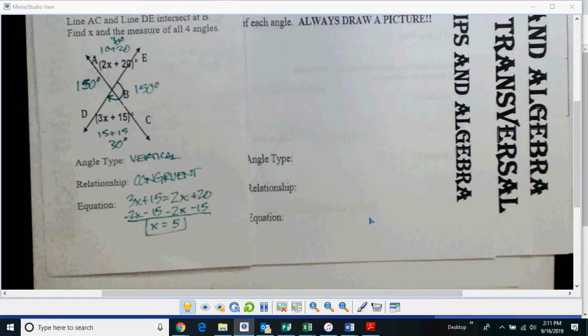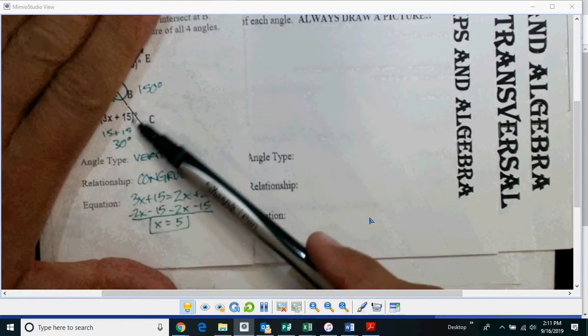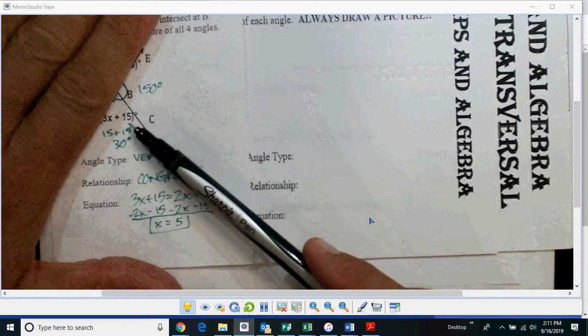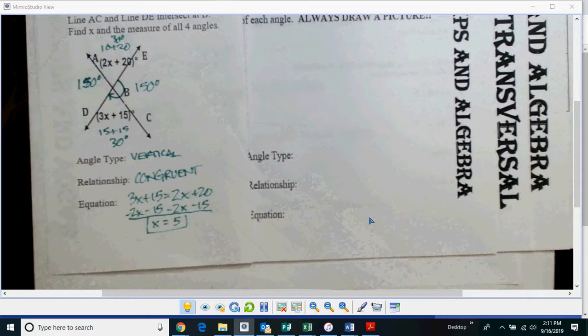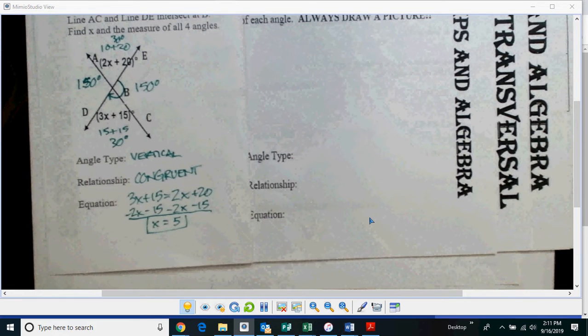All right, we got it? Don't get what? It has to equal 180, because these two angles together are a linear pair. They have to be 180. All right.